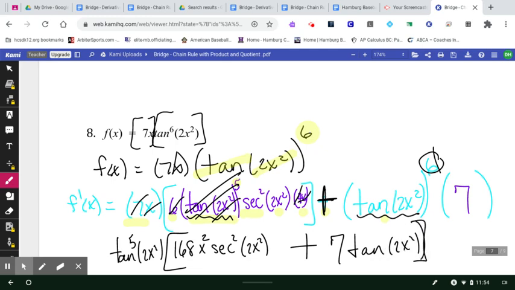So that does it for putting chain rule with product and quotient, and we'll have a little practice for you.